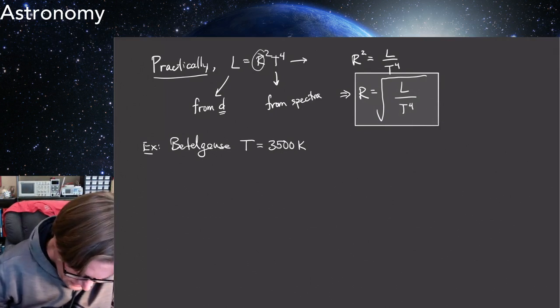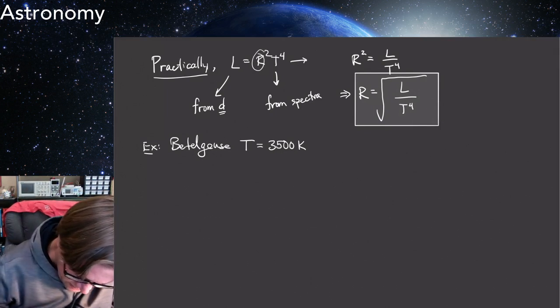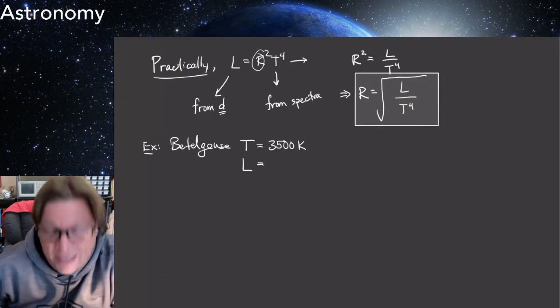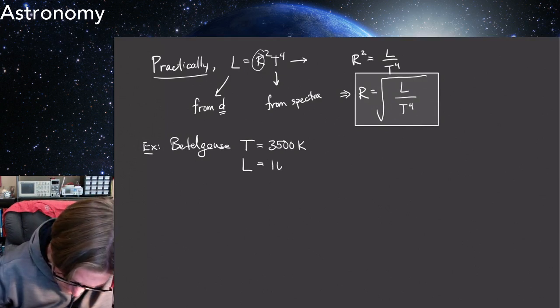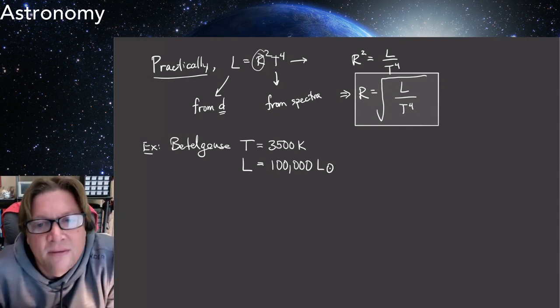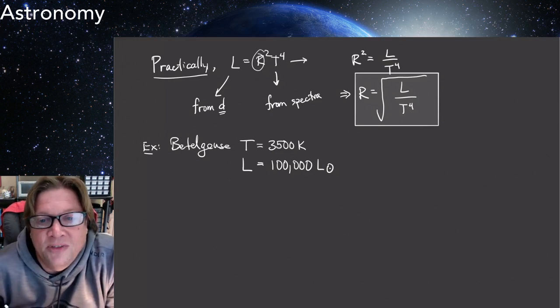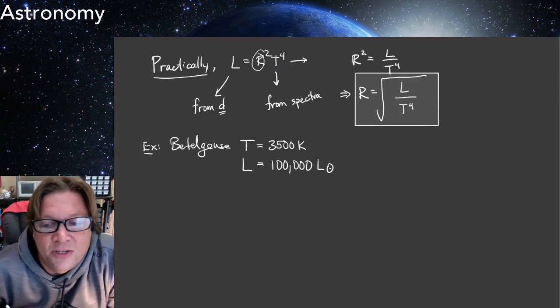We also know how far away it is, and we know how bright it looks. So we can calculate that its luminosity is 100,000 times the luminosity of the sun. It's a pretty incredible star. It puts out 100,000 times as much energy as the sun does.